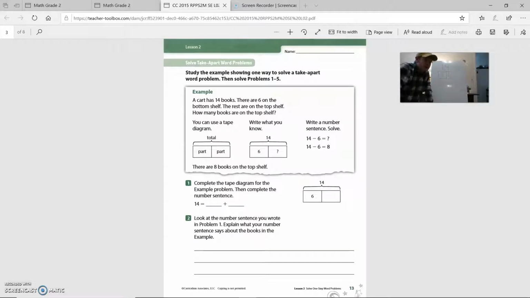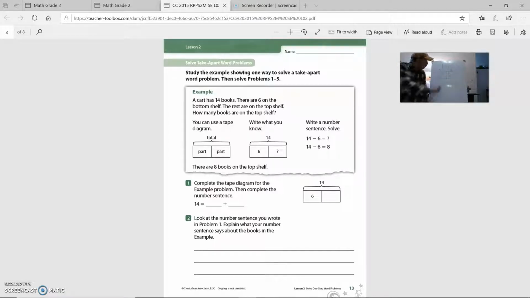All right, so we have our redrawn, neater tape diagram here. We have 14 on the top. We have our 8 books, which are on the top shelf. So I'm going to put a little T here for top shelf. And our 6 books that are on the bottom shelf. I'll put a little B here for bottom. You don't have to do that. It's just so that I remember for myself.